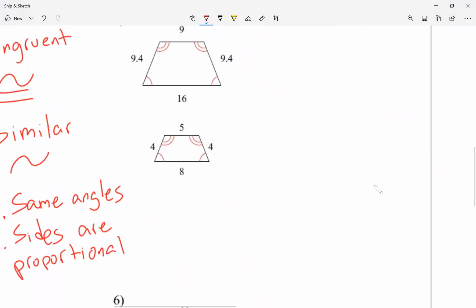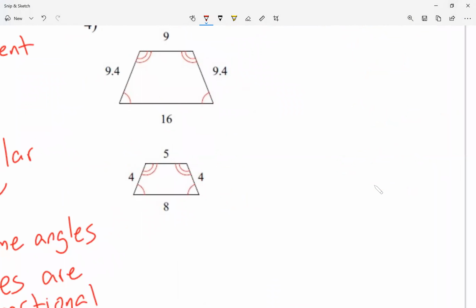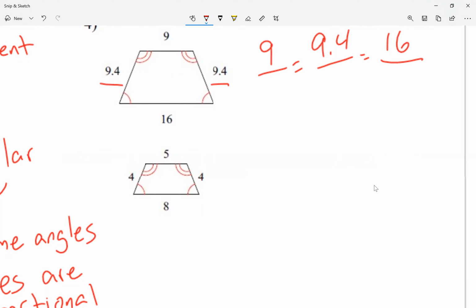4. I look at the angles, I compare the angles. I look at the top two angles of my first figure and I compare with the other figure. Yeah, they seem to be the same. The bottom angles, yeah, they seem to be the same. Okay, so the angles are the same. Now let's compare the sides. The numbers that I see on the top, I see 9, I see 9.4, and I see 16. Okay, so I'm going to do three fractions because I see three different numbers. Now 9.4, I see it twice, but I'm only going to write it once.